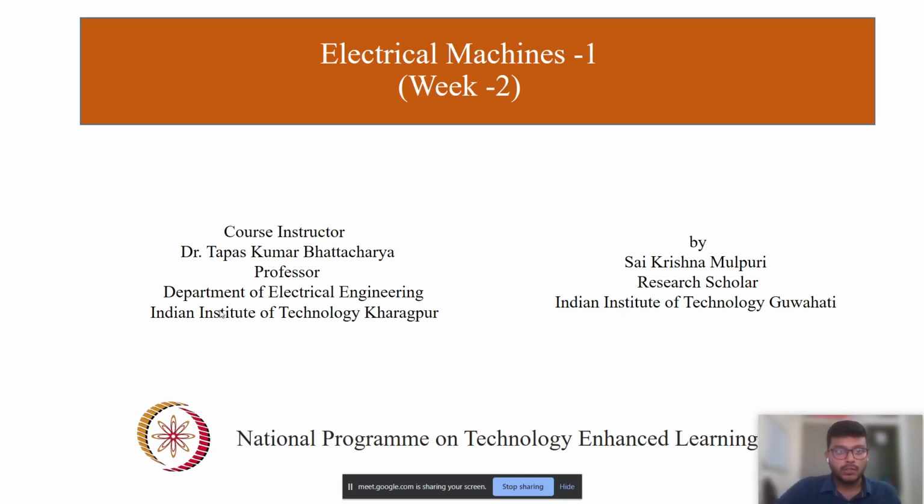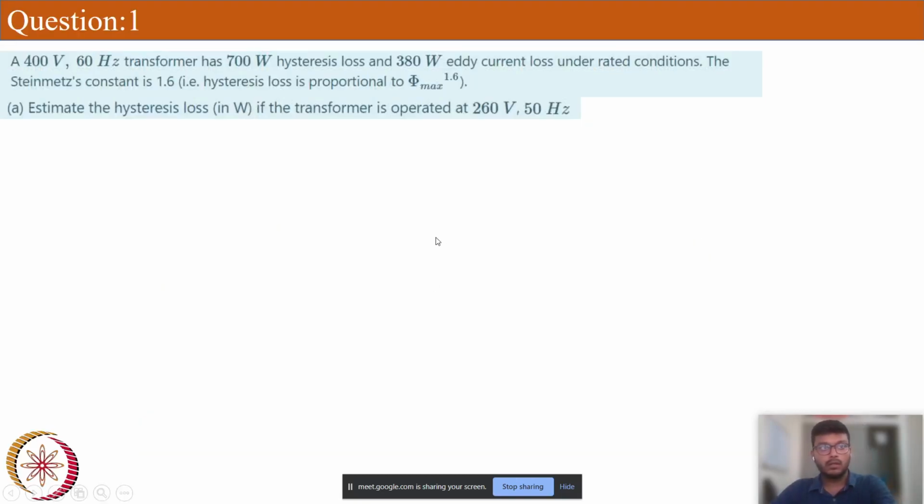So, moving forward, let's start by discussing a few questions on hysteresis loss and eddy current loss. We have a question here. We are given a 400 volts, 60 Hz transformer with 700 watts hysteresis loss and 380 watts eddy current loss, all under rated conditions.